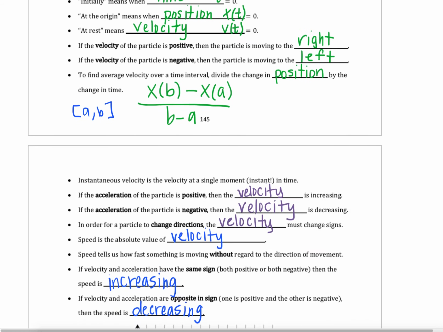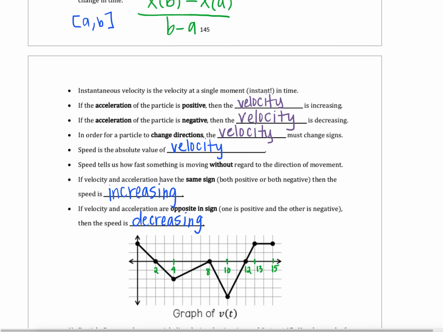Some other definitions that we have to deal with. Instantaneous velocity is the velocity at a single instance or moment in time. If the acceleration of the particle is positive, then the velocity is increasing. If the acceleration of the particle is negative, then the velocity is decreasing. In order for a particle to change directions, the velocity must change signs.